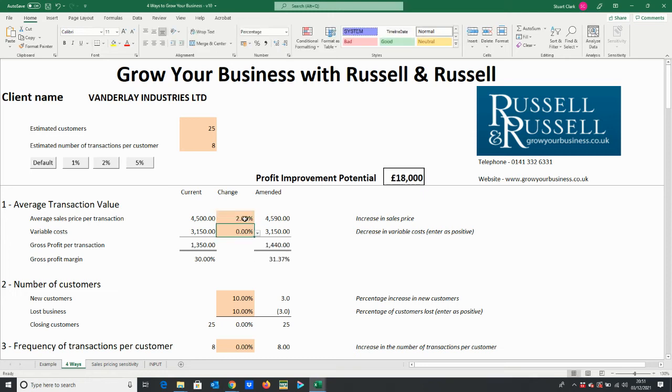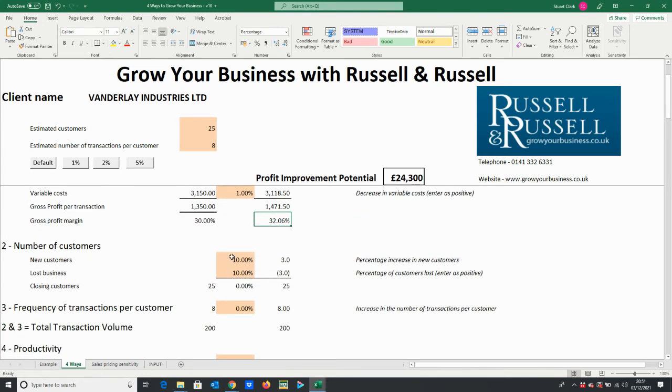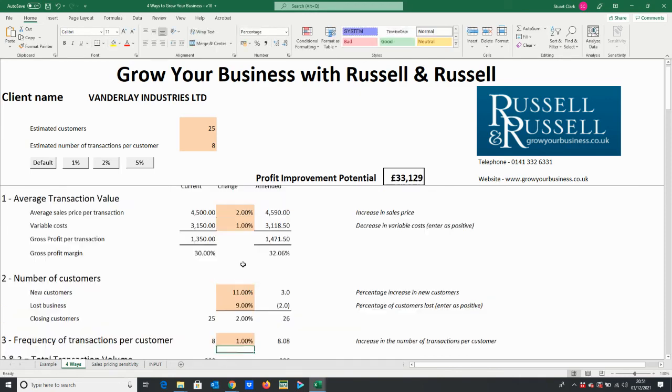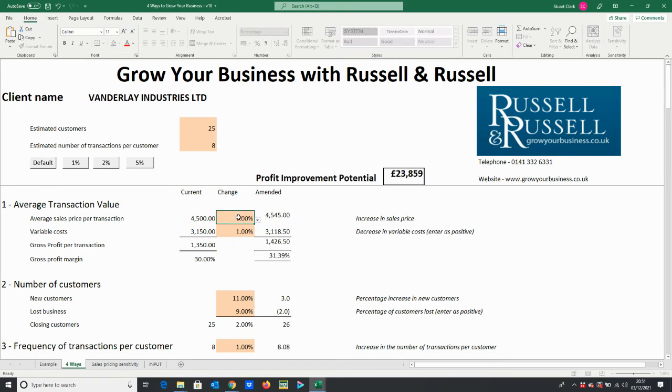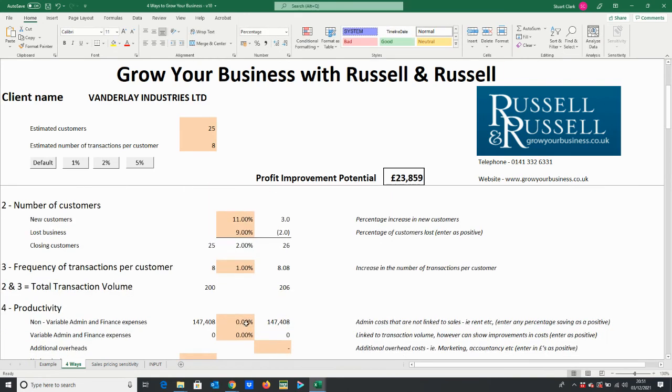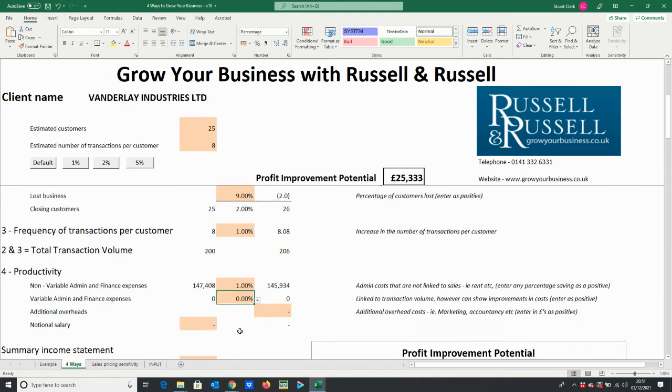Let's put in 2% at the moment, and let's assume that we can improve by 1% on our variable costs. Our margin has gone from 30% up to 32%. Most businesses gain and lose 10% of their customer base. So what if we, again, increase that by 1% and improve that by 1%? Then what if we increase this by 1% as well? So let's just go for 1% at the top here. So let's just improve everything by 1%. And then we've got 1% saving in our admin costs.